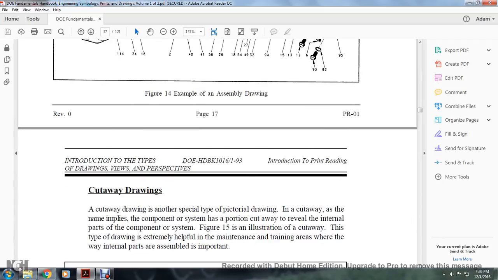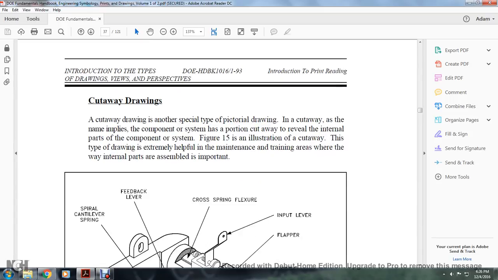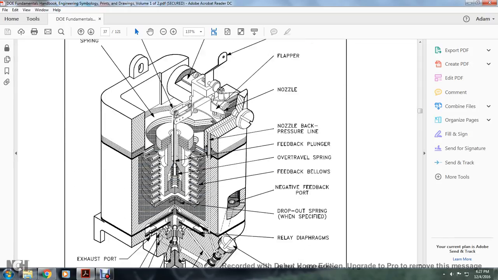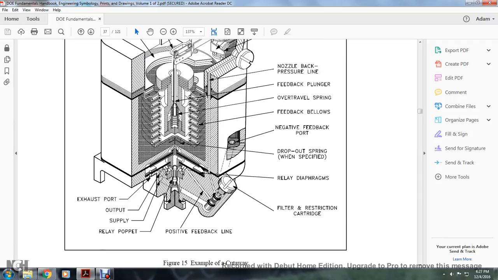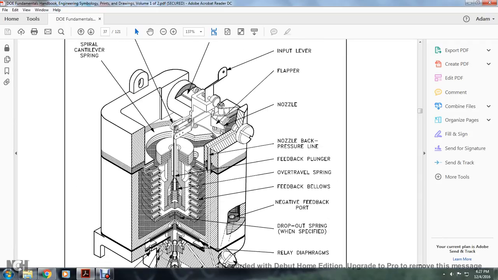Cutaway drawing. Cutaway drawings are another special type of pictorial drawing. They cut away a portion of the component or system to reveal the internal parts. Figure 15 is an illustration of a cutaway. This type of drawing is extremely important in maintenance training, where the way internal parts are assembled and work together is important. Figure 15 is a cutaway valve. As you can see, it's a valve with a plunger and springs.